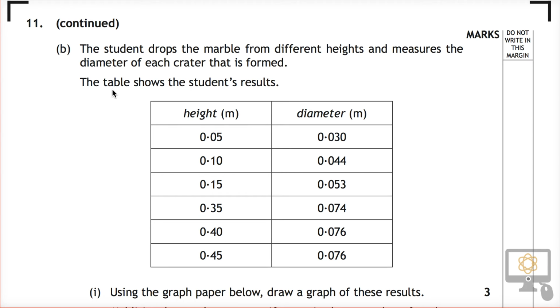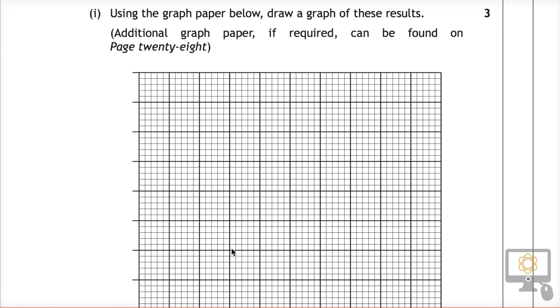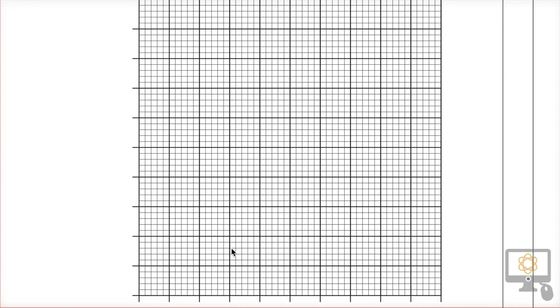A student drops a marble from different heights and measures the diameter of each crater that is formed. The table shows the student's results. So you can see the height increases from 0.05 all the way to 0.45 meters, and as that increases, the diameter of the crater also increases, but seems to start to level off as the height increases. So we're going to try and draw this graph just now. It's going to be quite tricky, but we will give it our best shot.